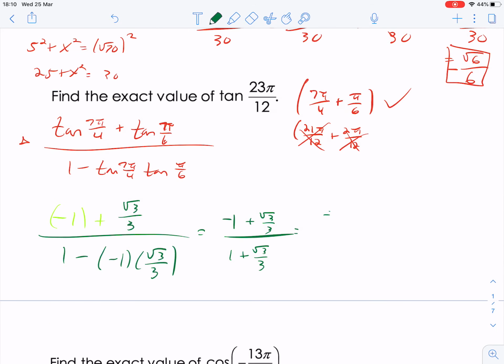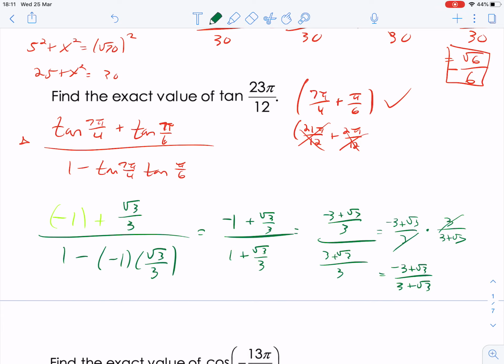Come on. Negative 3 plus square root of 3 over 3, all over 3 square root of 3 plus square root of 3 over 3. Does that help us? Yeah, because we get negative 3 plus square root of 3 over 3 times 3 over 3 plus square root of 3. Does that help us? Not really. Oh, yeah, it does. So boom, boom. Then we get negative 3 plus square root of 3 over 3 plus square root of 3. Getting there. So now we still can't divide those out.